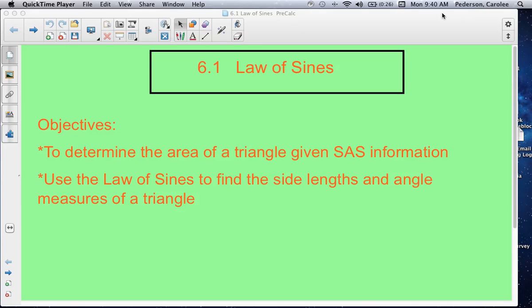So the two topics we're going to talk about in this lesson are how to find missing sides and angles using the law of sines, and then how to find the area of a triangle with side-angle-side.